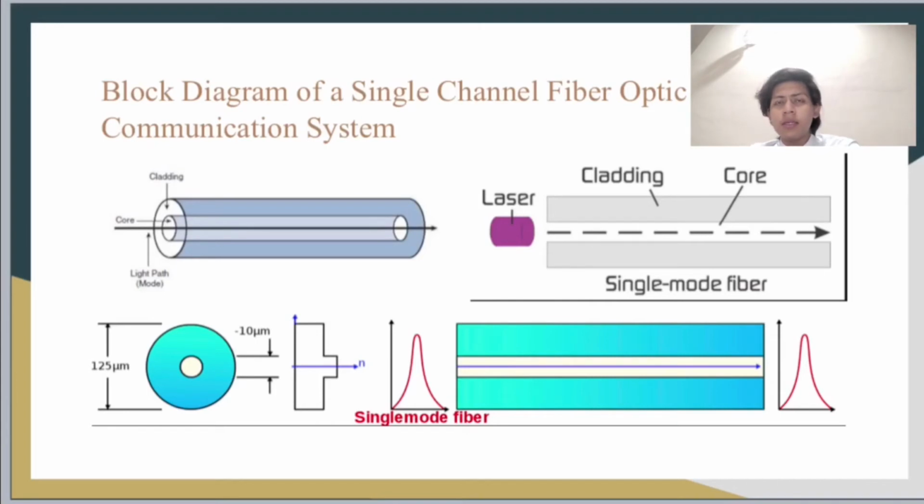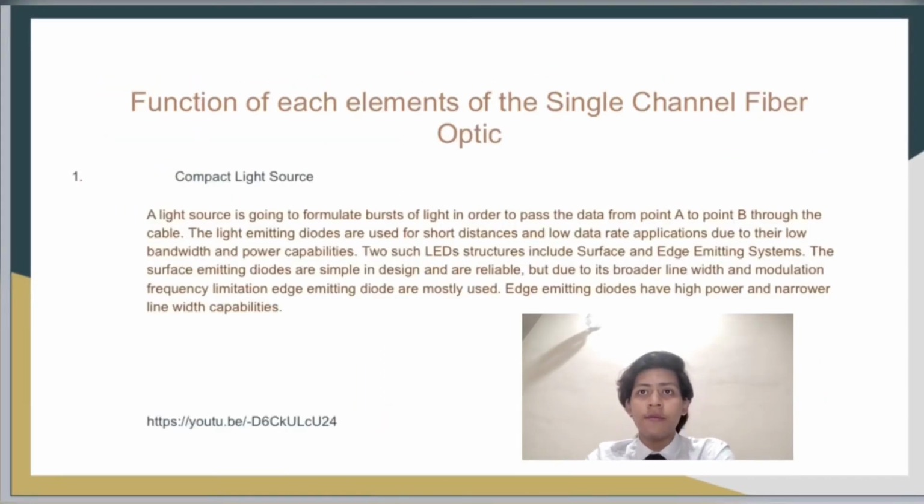Now I will explain the block diagram of a single channel fiber optic communication system. In the block diagram, as we can see here, the core in a single channel is smaller than multi-mode because only one light path can go through the cable. The cladding in a single channel is bigger than in a multi-mode channel. Also, the input of single mode fiber is the same as the single mode output.